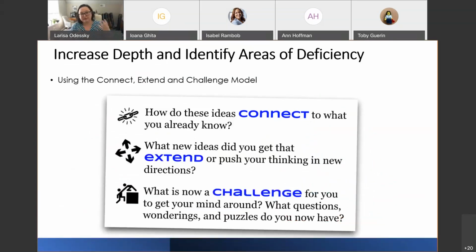So one of the great strategies or models you can use to identify areas of deficiency or increase the depth of what they're learning is the connect, extend, and challenge model. And this is the idea of the questions that you can use. Especially in those foundational courses, every time you learn something new, how did you connect it to what you already knew? How do you extend that? And then how do you challenge? So I think that's a great model to use for that.